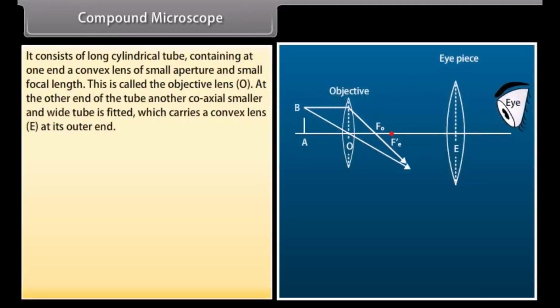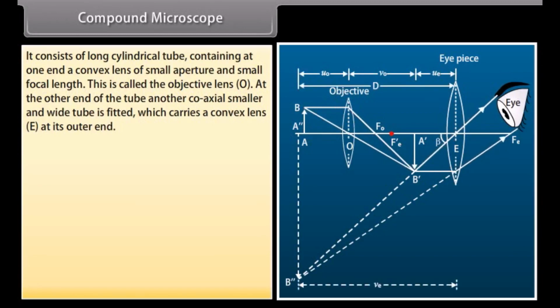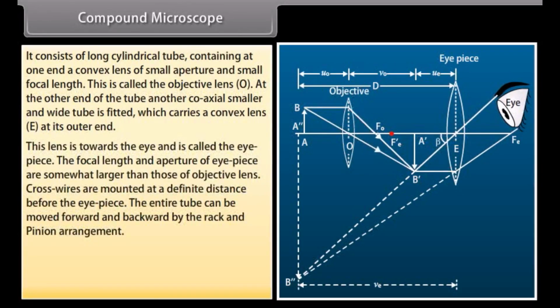Compound microscope. It consists of a long cylindrical tube containing at one end a convex lens of small aperture and small focal length. This is called the objective lens O. At the other end of the tube, another coaxial smaller and wider tube is fitted, which carries a convex lens E at its outer end. This lens is towards the eye and is called the eyepiece. The focal length and aperture of the eyepiece are somewhat larger than those of the objective lens.